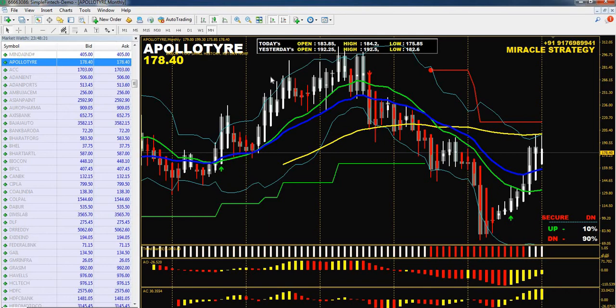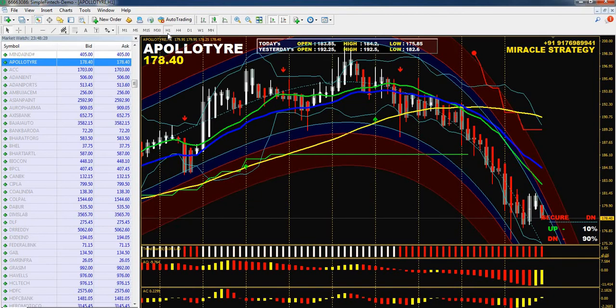So this Apollo Tire I'm going to show you in 1 hour candle. What we are seeing here is currently it's all red, it's falling down, and the system is also telling the same. 90% it's showing it's on sell side.